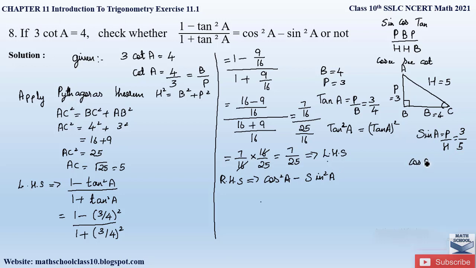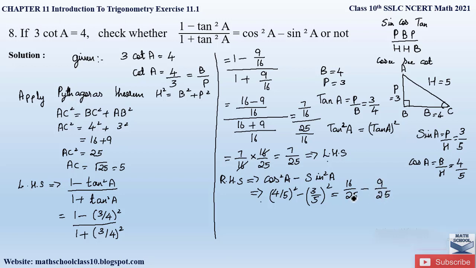Similarly, we will find out cos A. So cos A is given by base by hypotenuse. So base value here is 4 and hypotenuse is 5. So it is 4 by 5. So substituting here again, we will get cos square A is 4 by 5 the whole square minus sin square A, that is 3 by 5 the whole square. So taking the square of these two terms, it is 4 square is 16 and 5 square is 25, minus 3 square is 9 by 25.